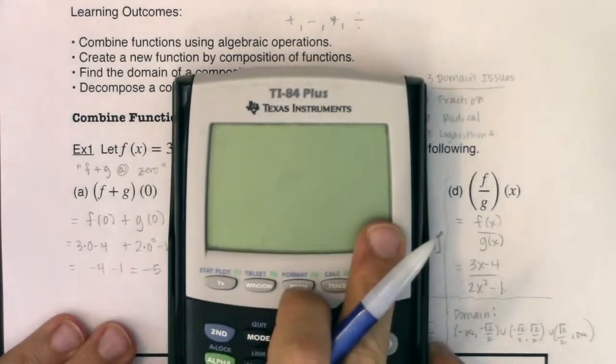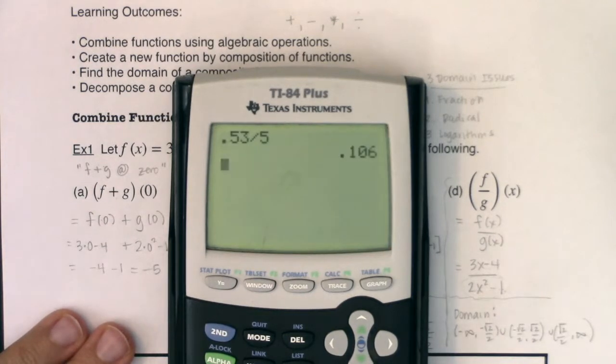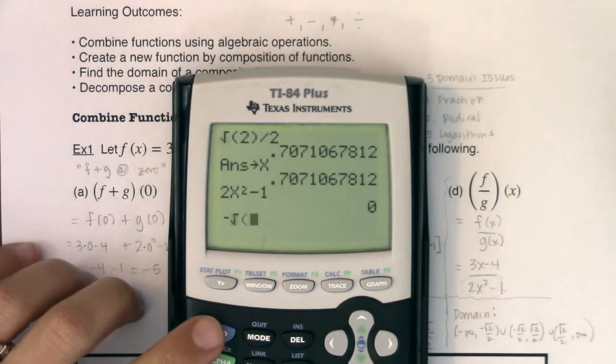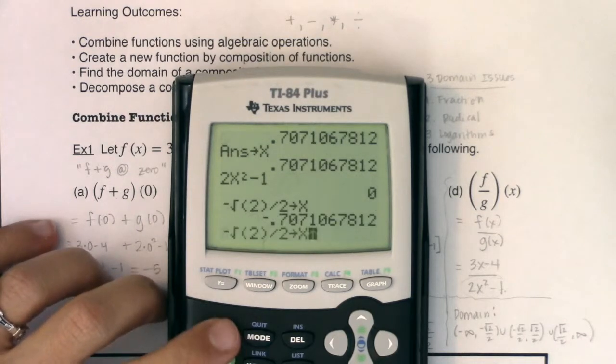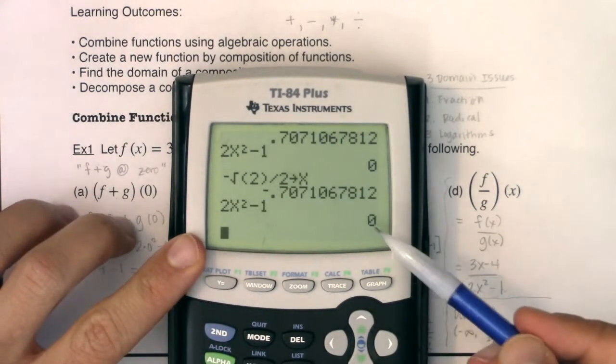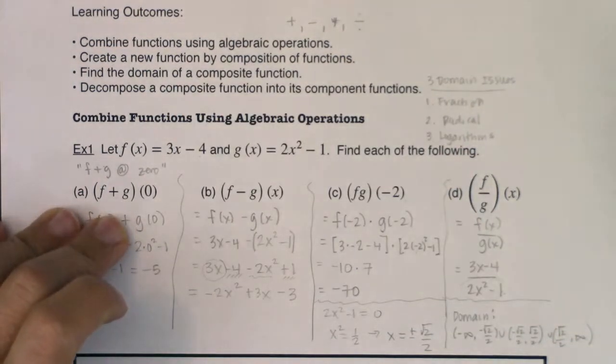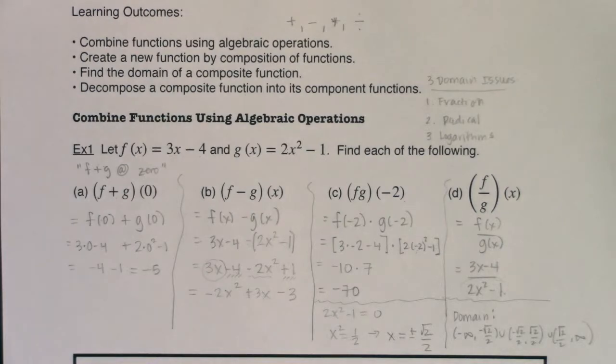I just want to remind us about our store function. So let me turn this on. Let's say I took the square root of 2, divided it by 2. It's that 0.707 number. Let me store it into x. And I want you to see the expression 2x squared minus 1. It's equal to 0. That's a problem. If I had taken the negative square root of 2, divided it by 2, stored it into x, and then look at 2x squared minus 1, it's also 0. And I can't divide by 0. And that's exactly why I threw those two numbers out of my domain.